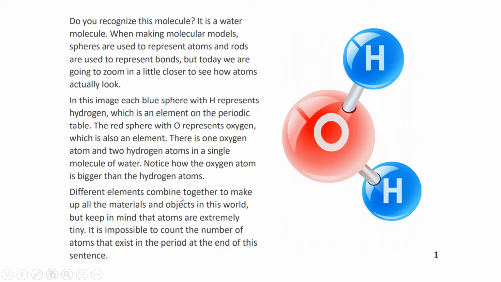Different elements combine together to make up all the materials and objects in this world. But keep in mind that atoms are extremely tiny. It is impossible to count the number of atoms that exist in the period at the end of this sentence.